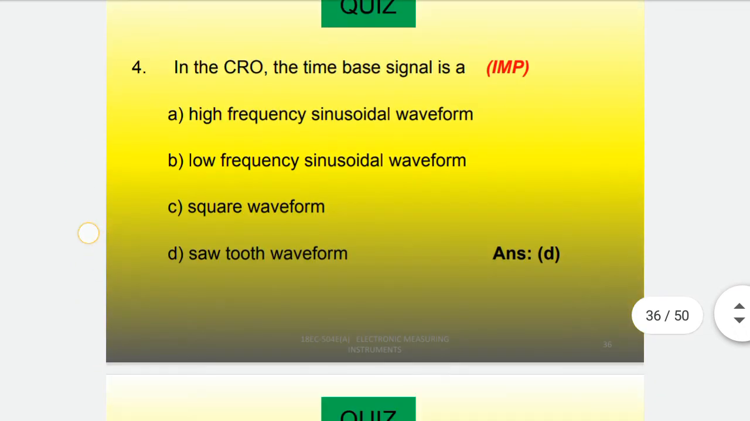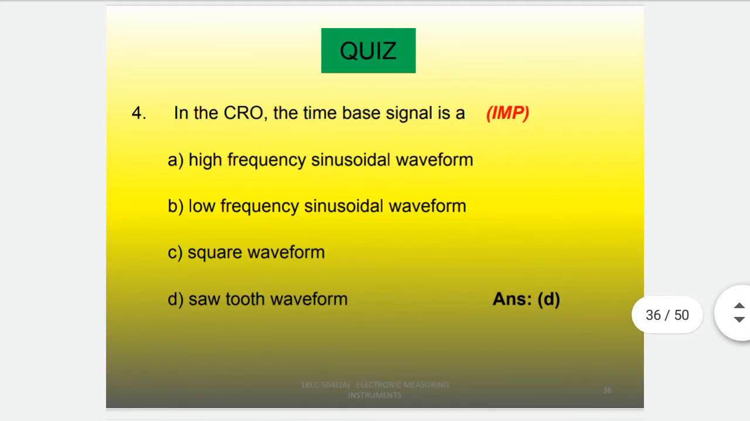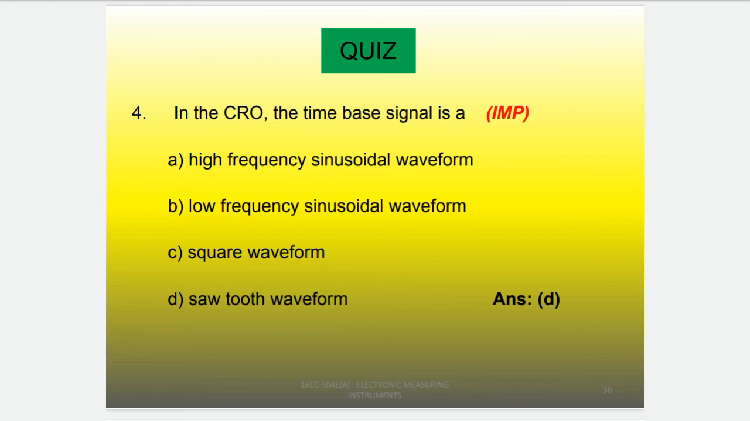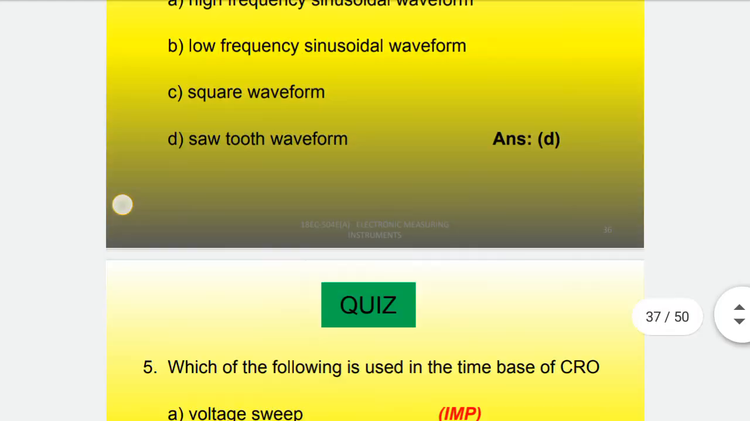And the fourth question, in the CRO, the time base signal is dash. It is a very important question. It may come in the ESET also. The options are A. high frequency sinusoidal waveform, B. low frequency sinusoidal waveform, C. square waveform, D. sawtooth waveform. In the CRO horizontal section there is a time base generator. It produces a sawtooth waveform.